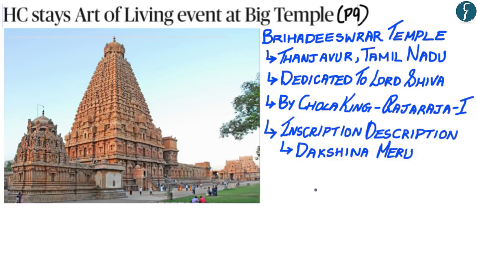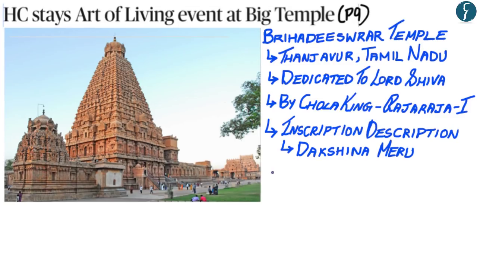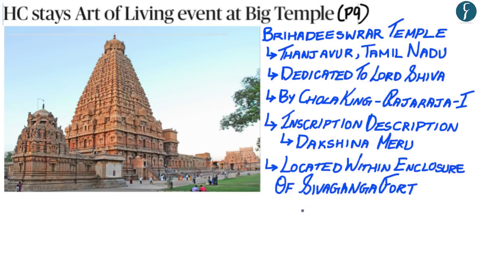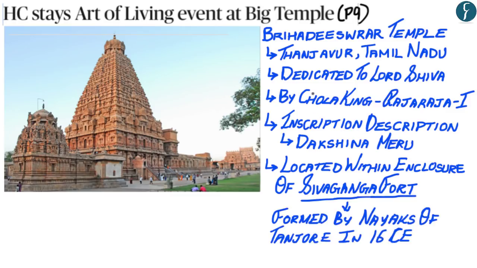Now Meru in Hinduism is considered to be a mountain which stands in the center of the universe. And it is within that context that the Brihadeeswarar temple is called Meru of the South. And this temple is located within the enclosure of the Sivaganga fort. Now one aspect that you should understand is that the Sivaganga fort was constructed later by the Nayaks of Tanjore in the 16th century. However, the Brihadeeswarar temple, which is located within the Sivaganga fort, was constructed by the Chola king Raja Raja I. Now this Brihadeeswarar temple is part of the Great Living Chola temples.